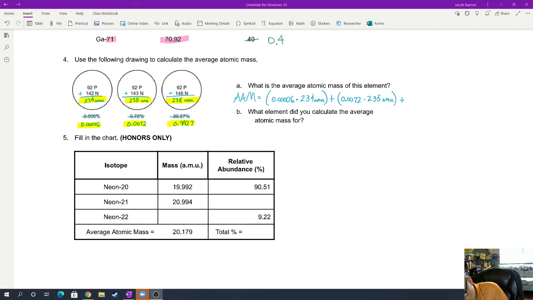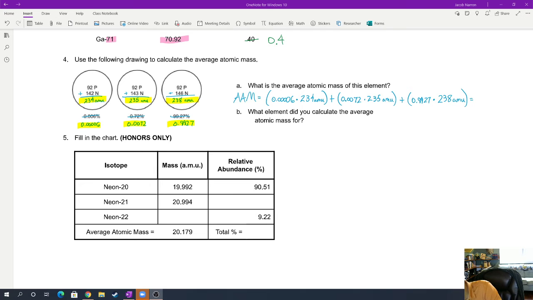And then the last one is 0.9927 times 238. So even without doing any math, based on the abundance percentages, you should be able to tell that it's probably going to be 238 or something very close to 238, because look at the difference in abundances.